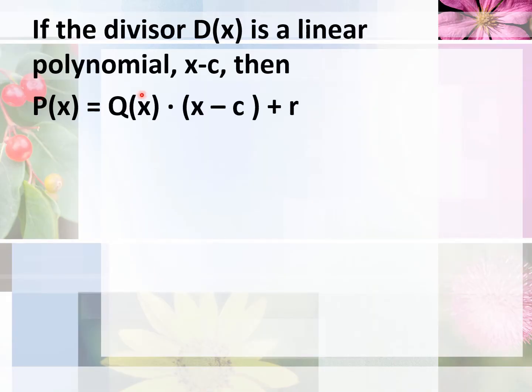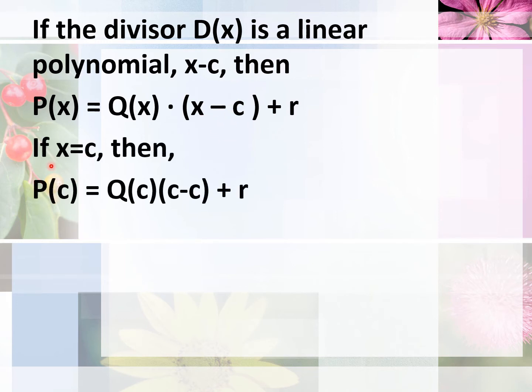So, yung ating proving: if the divisor d of x is a linear polynomial, x minus c, then p of x equals q of x times x minus c plus r. Ito yung magiging divisor natin, yung d of x. So, kapag ang value ng x, or if x is equal to c, then we have p of c equals q of c times c minus c plus r. So, dahil yung x papalitan na natin ngayon ng c, magiging q of c tapos c minus c plus r.